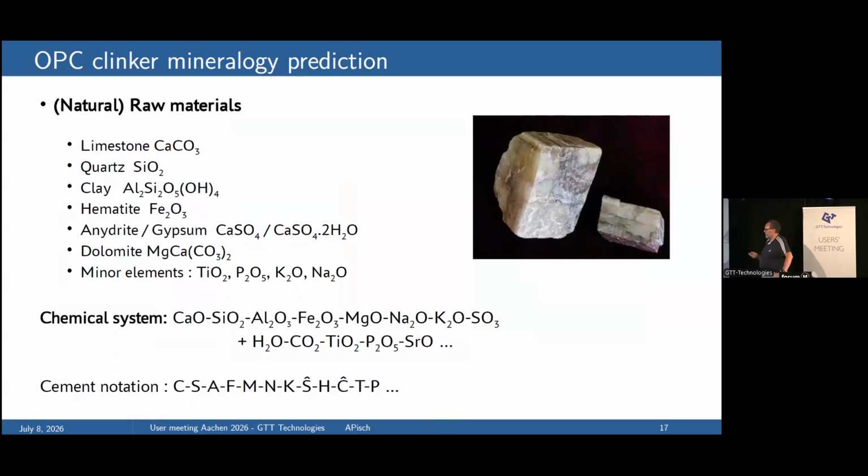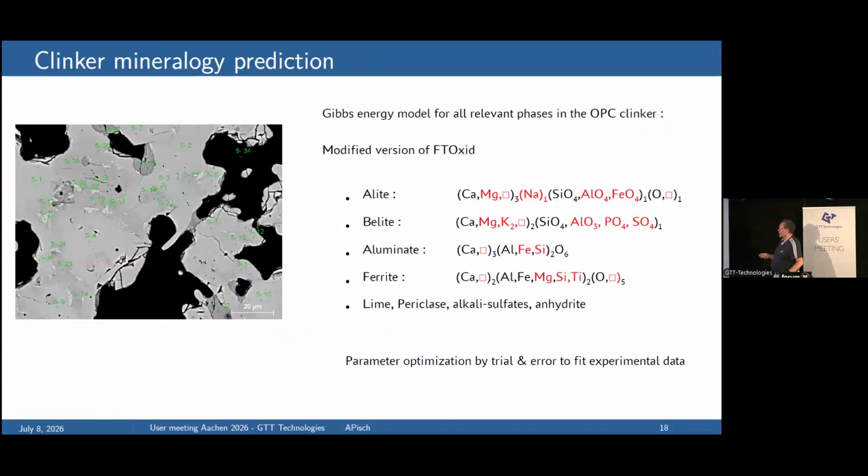So just to give you a flavor how complicated the system is, when you start from natural raw materials, you have limestone, you have clays, you have various carbonates. So the full system is sketched out here. And it's clear that I didn't develop a full database for that. So I started with FTOX. And what I represent here is done with FTOX. Now we slowly switch over to GTOX. But for the moment, all the results I've shown are from a modified version of FTOX, sorry.